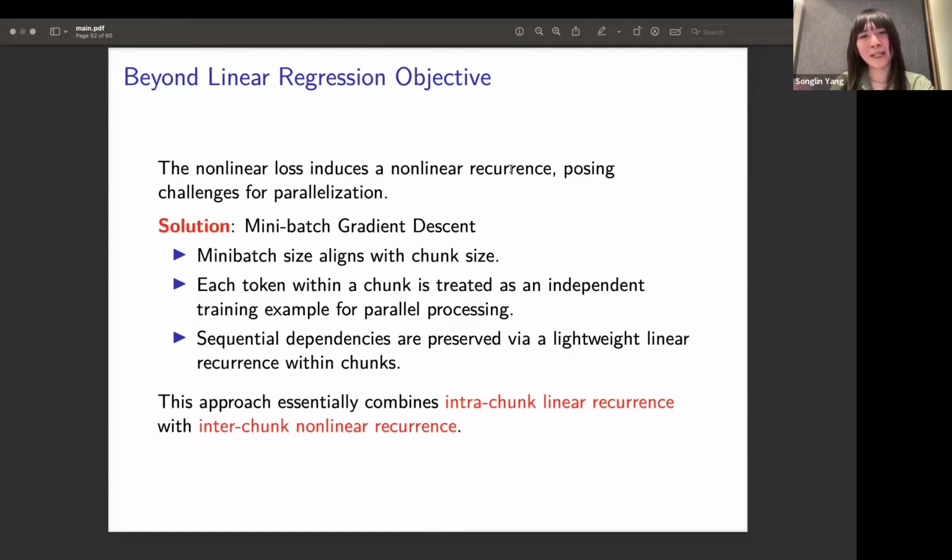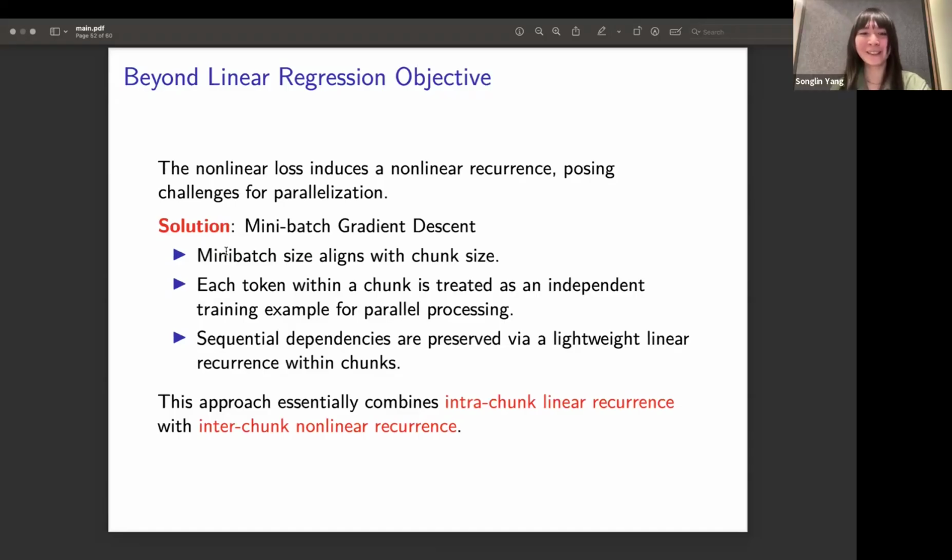And by mini batch gradient descent, they do a single parameter update by training on several training examples, or processing several tokens in this case. So the mini batch size aligns with the chunk size in the context of sequence modeling. And each token within the chunk is treated as an independent training example, so we can use the same weight for parallel processing. This is just like batchified neural network training.